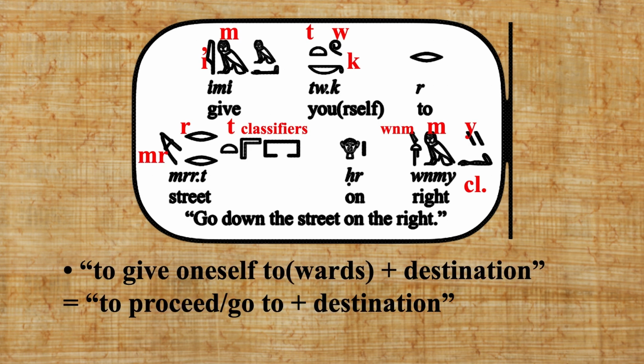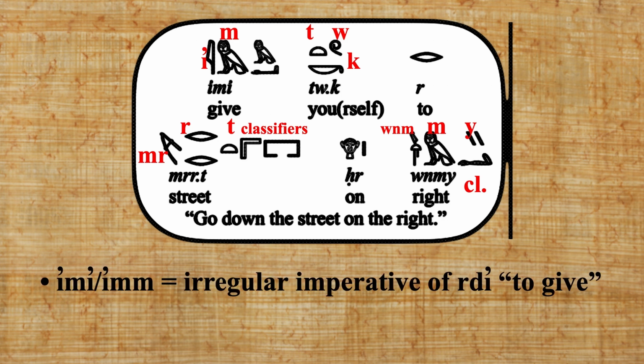One way to express the action of proceeding to a place is by saying, word for word, to place oneself towards the destination. The first word, imi, is the imperative of the verb, rd, to give. But don't worry, only two verbs are irregular in the imperative.